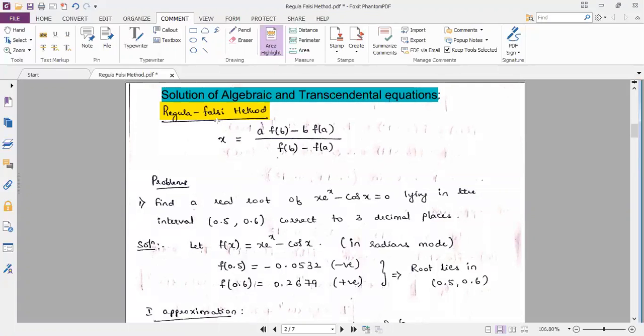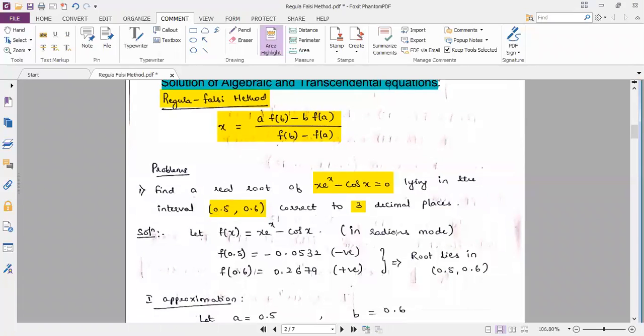Formula: x is equal to a f of b minus b f of a, the whole divided by f of b minus f of a. Let's see the problems on regula-falsi method. Find the real root of x e power x minus cos x is equal to 0, lying in the interval 0.5, 0.6, correct to 3 decimal places.